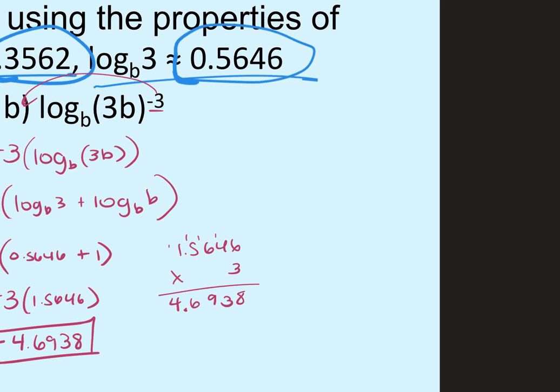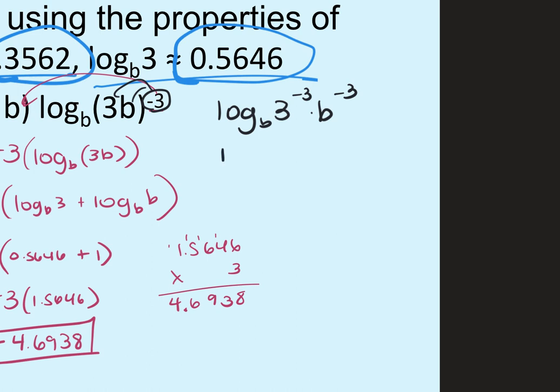Yeah, this would be if you had the quiz question without a calculator. So think about how else I could do this. What happens when I have an exponent and a product? That would get distributed to each one, right? So this could be log base b of 3 to the -3 times b to the -3.